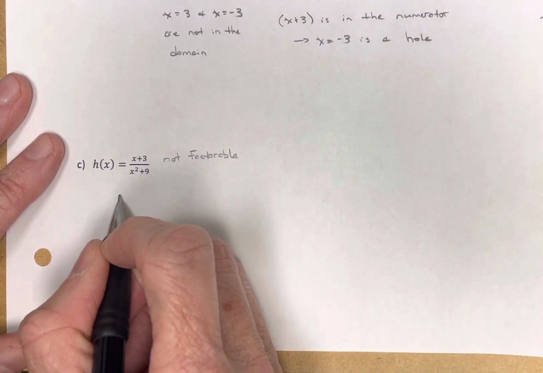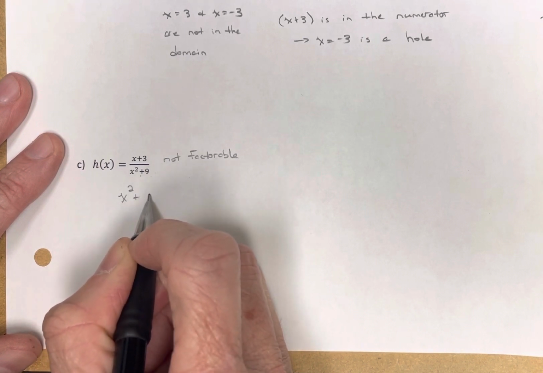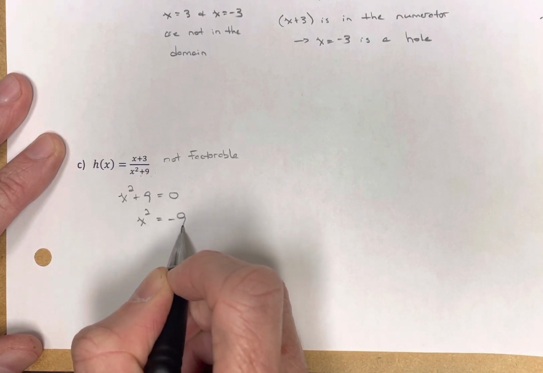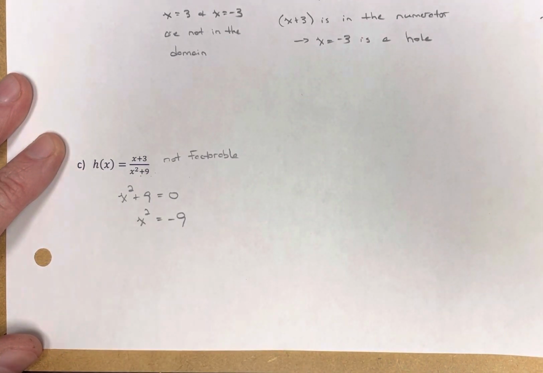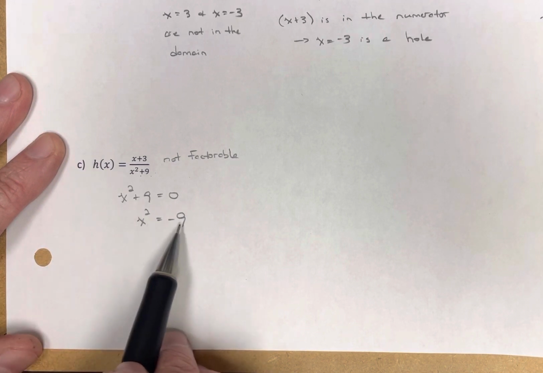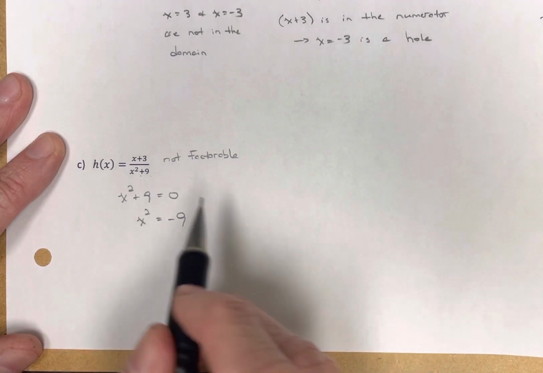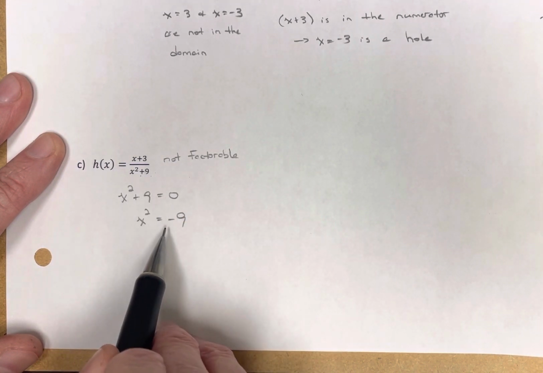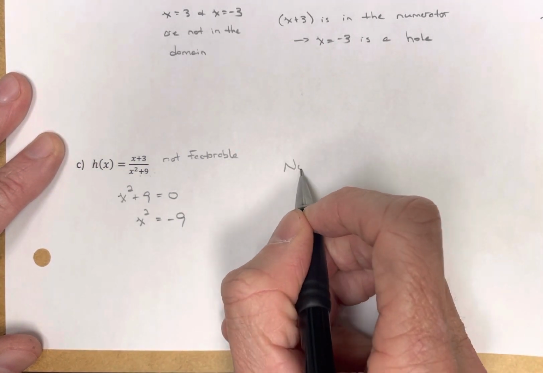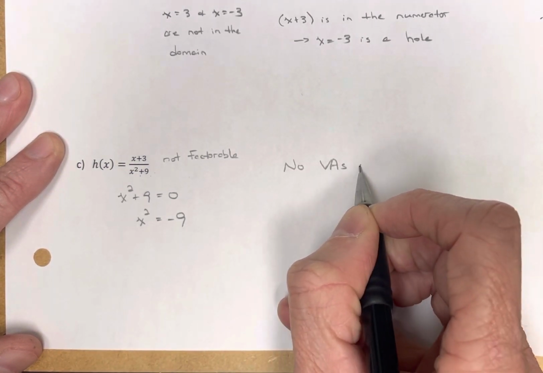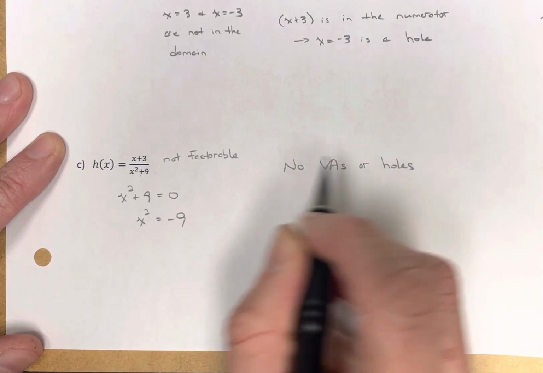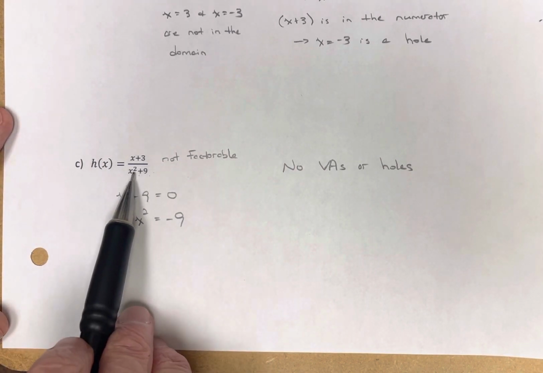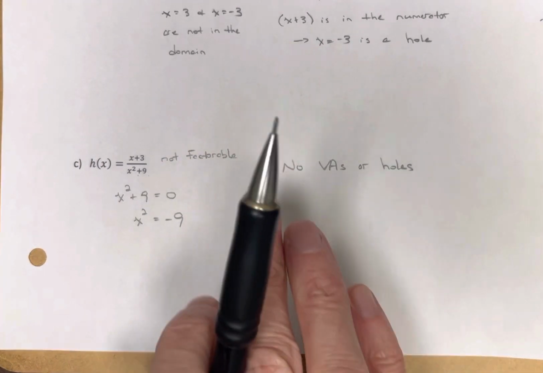Now, if we look at the denominator, when is it 0? We notice that we're trying to square a number and get a negative, and I cannot do this in the real number system. Okay, this can't happen in the real number system. So it's not factorable. There's no possible 0 in the denominator, so I have no vertical asymptotes or holes in this case. Okay, there's no real number that sets the denominator equal to 0.